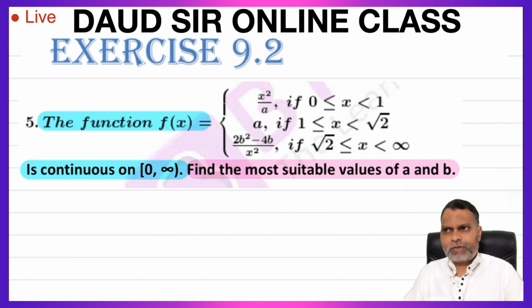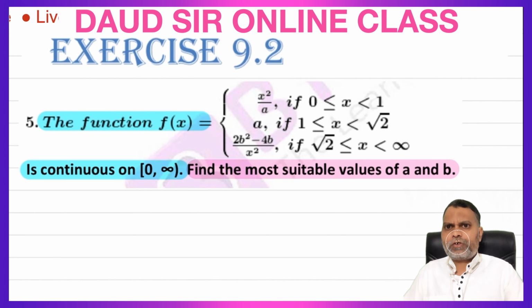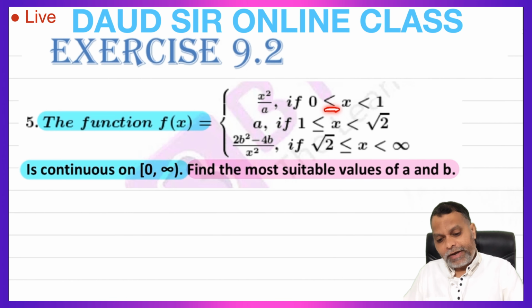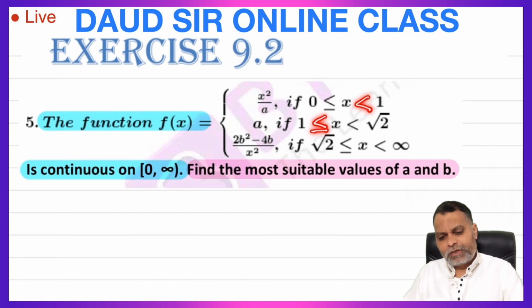So in this question, this function f of x is given continuous on the semi-closed interval 0 to infinity. Then we have to find the most suitable values of a and b. This function is defined for x is equal to 0 and for x greater than 0, but x less than 0 is not given here. Take another point, x is equal to 1. Here x is greater than 1 and x is less than 1. So this function is defined at x is equal to 1, it is continuous.